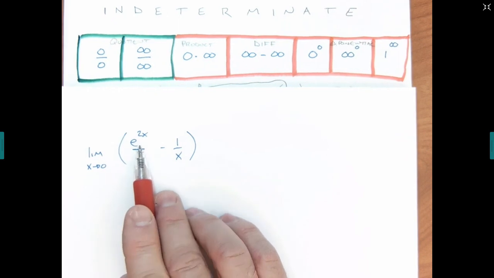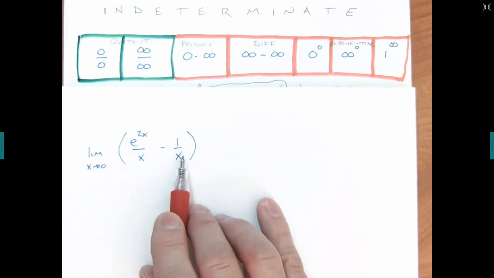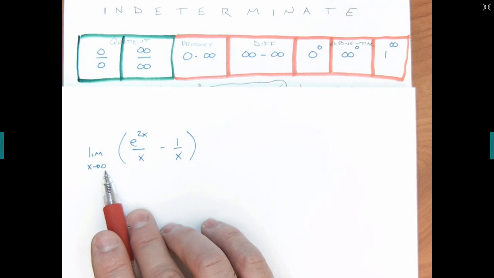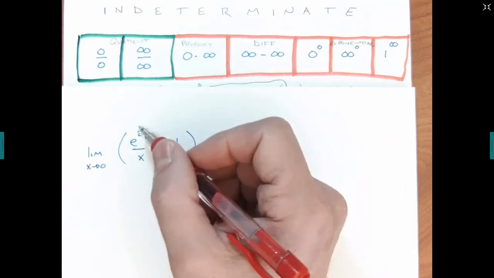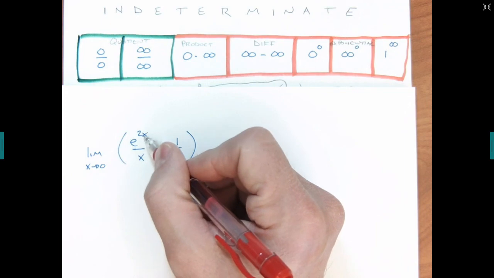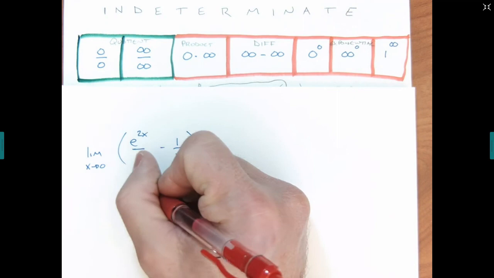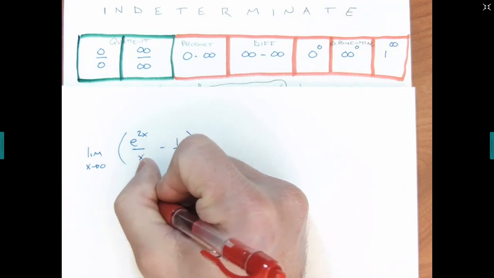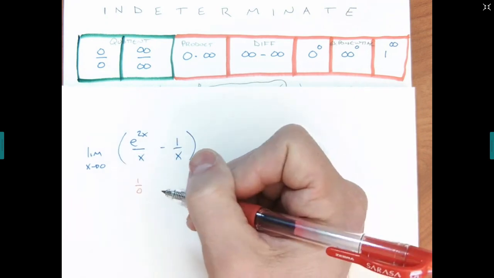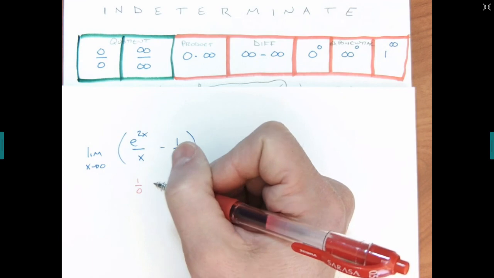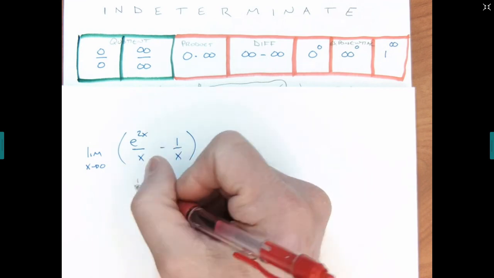Next example, I've got e to the 2x divided by x minus 1 over x. And we're looking for the limit as x approaches 0 from both directions. What I'm going to see right away is when I have e to the 2x and x is approaching 0, I have e to the 0. It's going to be 1. 1 and then x approach 1 over 0. Now 1 over 0 does go to infinity.